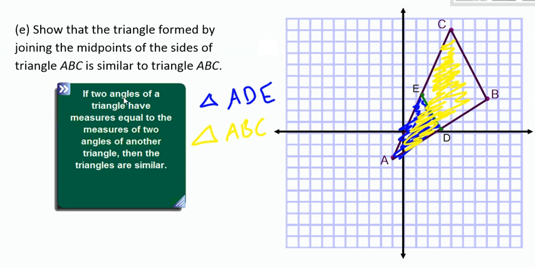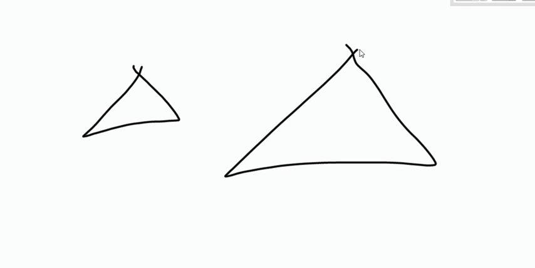If two angles of a triangle have measures equal to the measures of two angles of another triangle, then the triangles are similar. So that's pretty formal. Let's make sure that we understand what that means. So if I have a triangle over here and another triangle over here, and two of the angles in this triangle are equal to the angles in this triangle, then these triangles are what we call similar.